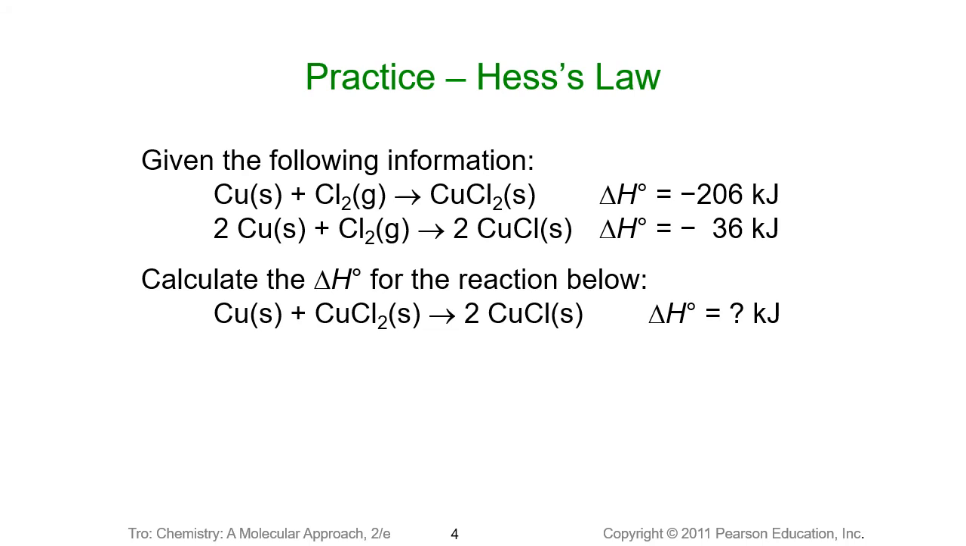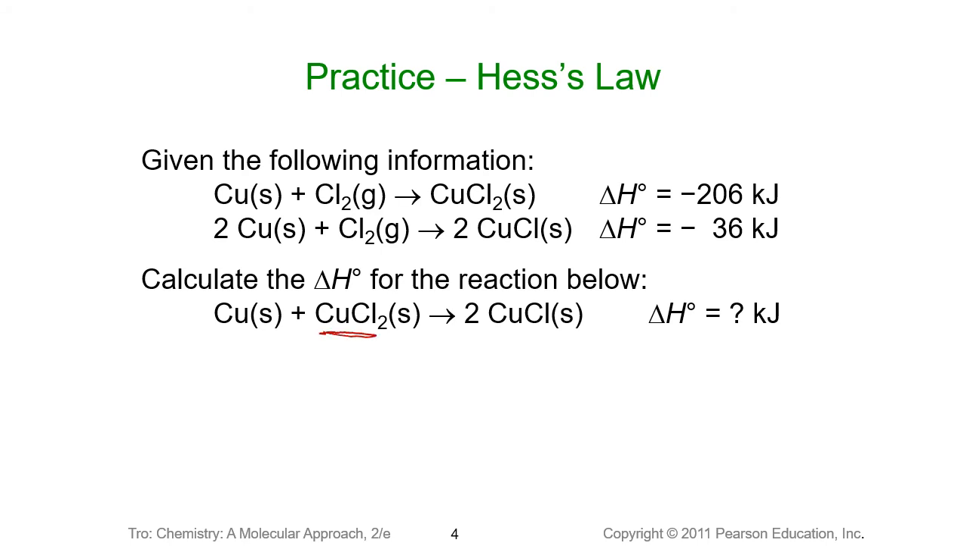Here is an example for you to try. See if you can use Hess's law to calculate the delta H for this chemical reaction. When we look at our problem, we want to find something that is unique in that first chemical reaction. So copper is in both. We are not going to choose that as our compound.